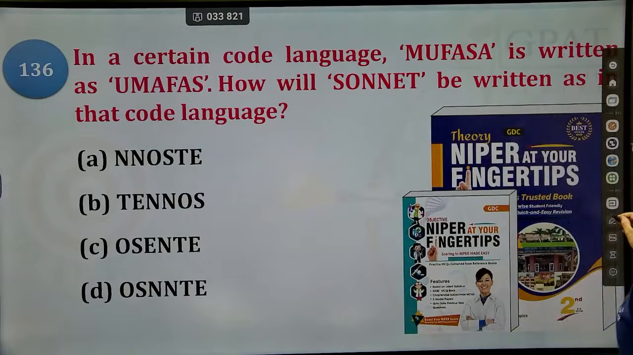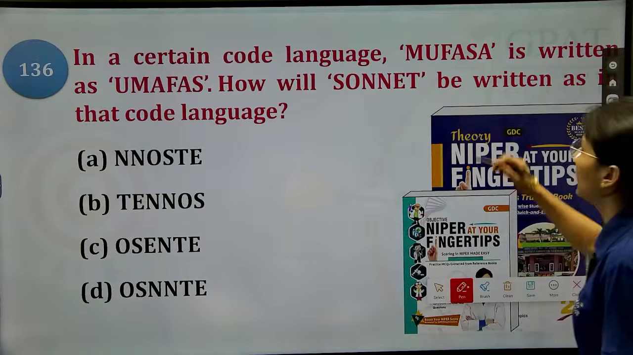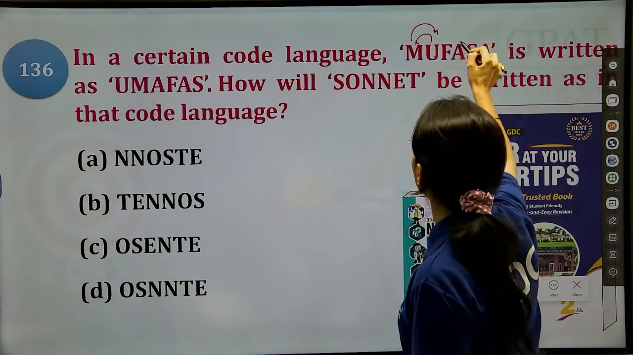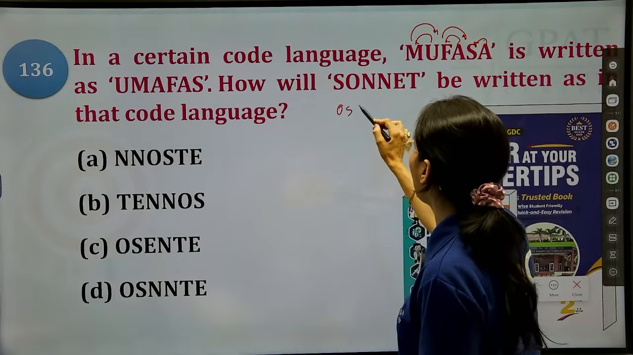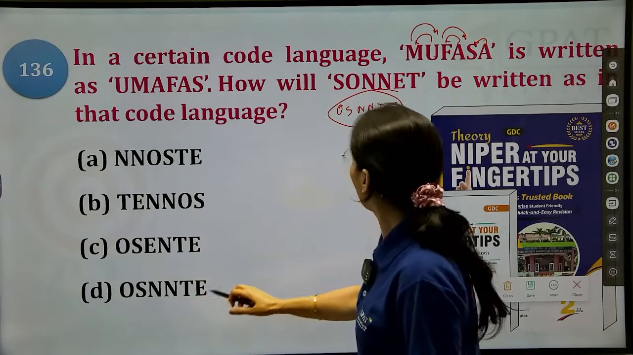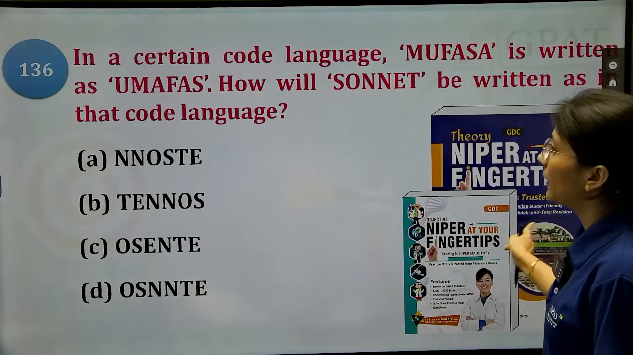Next, in a certain code language, Mufasa is written as UMAFAS. So how can we write it? That is OSNNTE. So the answer is OSNNTE. That is option number D is correct. Now move to the next question.